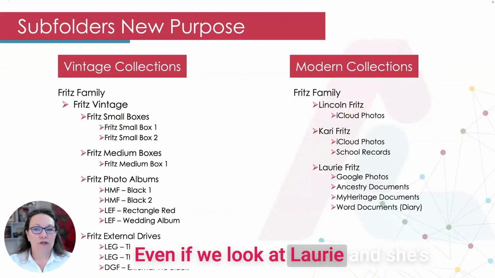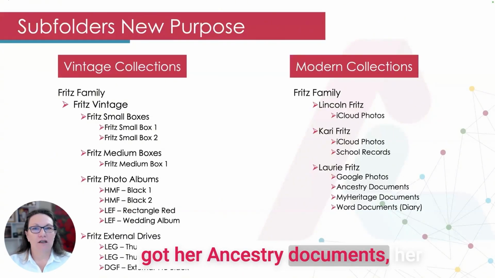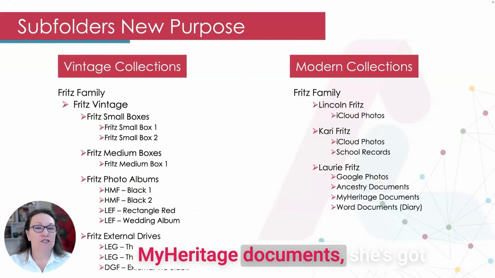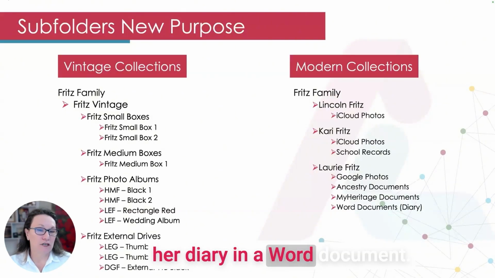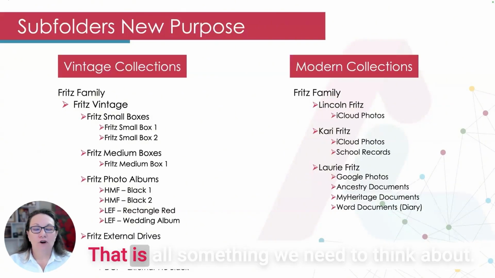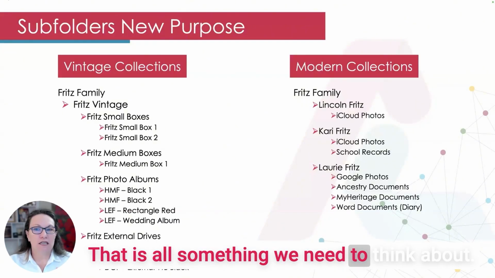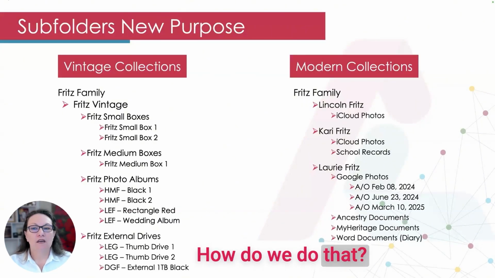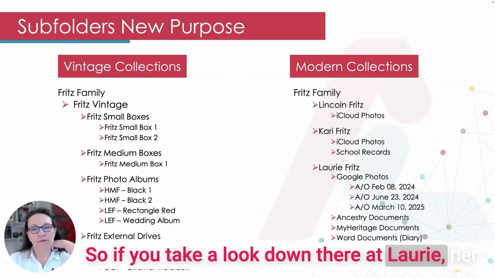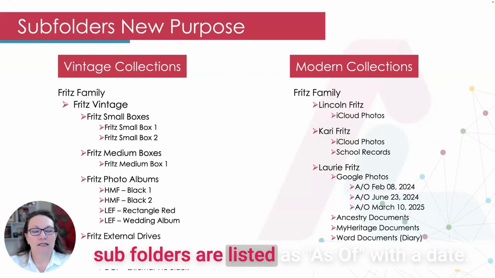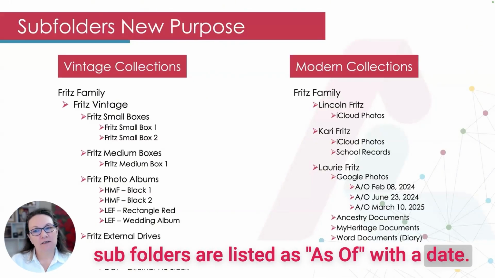Even if we look at Lori, and she's got her Ancestry documents, her MyHeritage documents, she's got her diary in a Word document. That is all something we need to think about. How do we do that? So if you take a look down there at Lori, her subfolders are listed as of with a date.